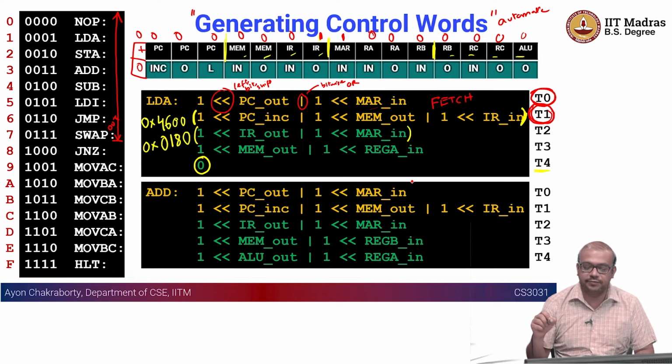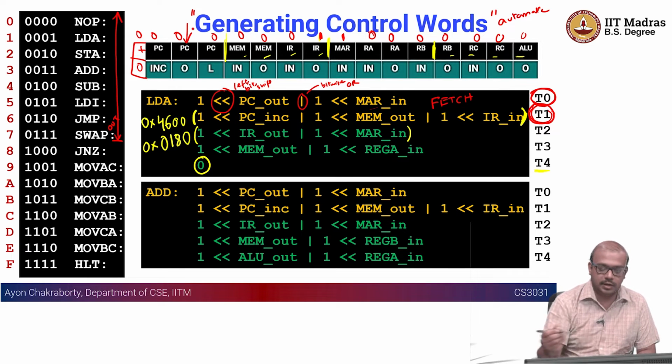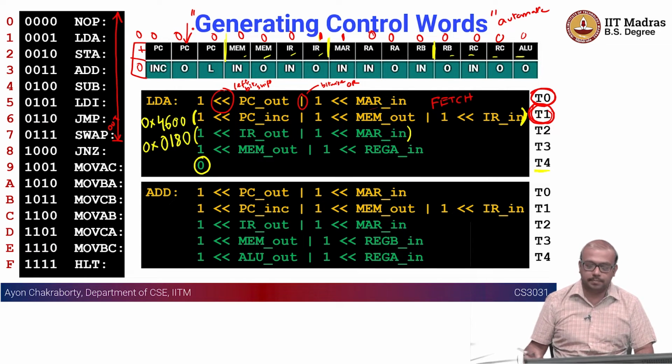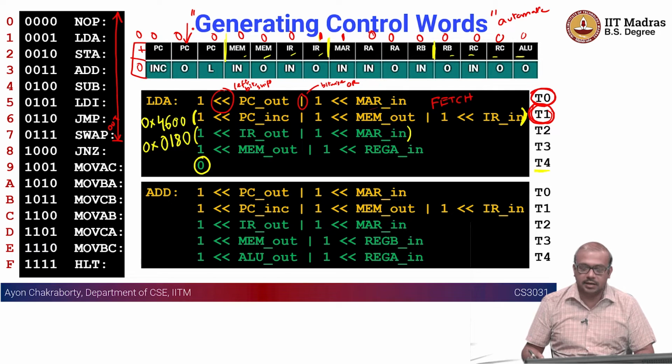So 1 left shift PC out is going to shift 1 by the value of PC out, and the value of PC out is probably 14 or 13, depending on this value here. Or bitwise OR 1 left shift MAR in. So these are the two bits in the 16-bit vector that have to be turned on, or that have to be 1. In this way, you can keep on creating the 16-bit vectors based on your requirements for the particular instruction.